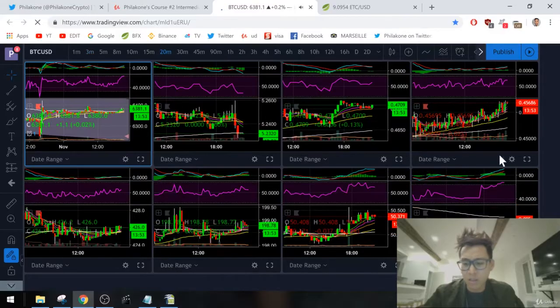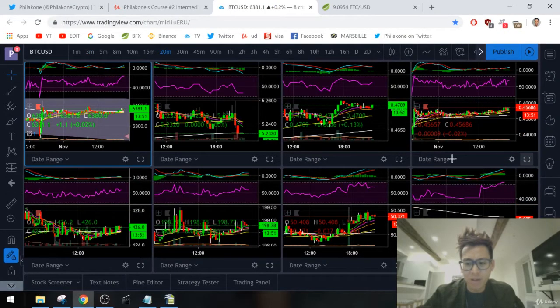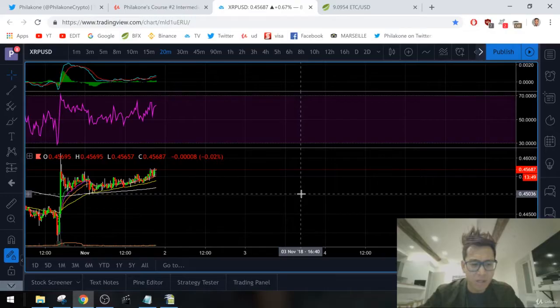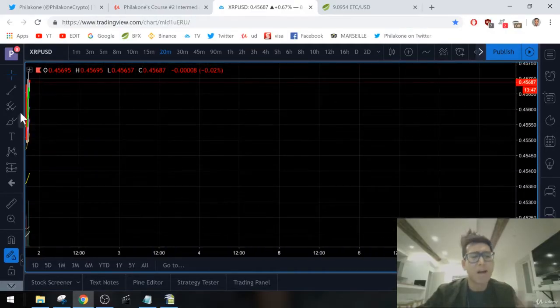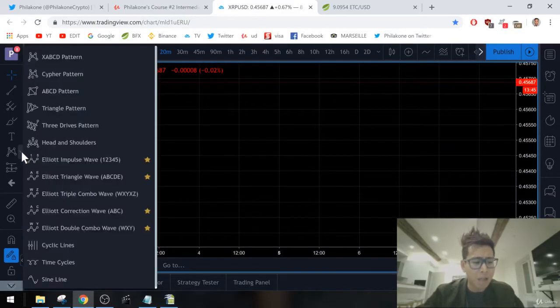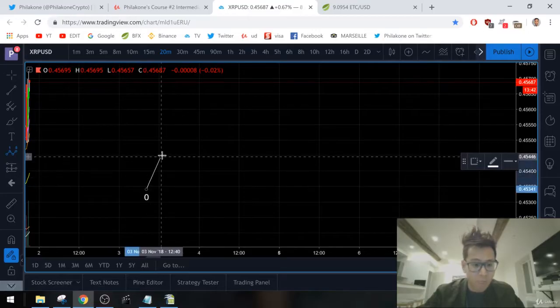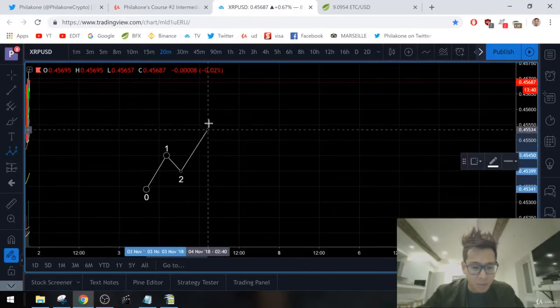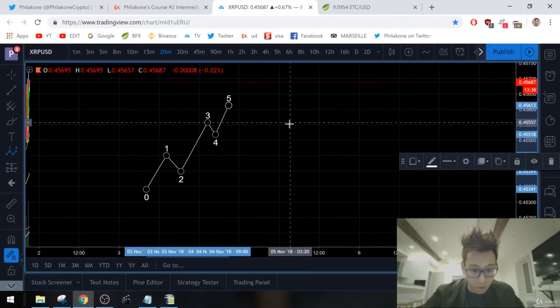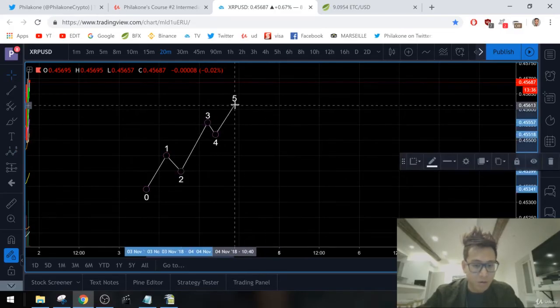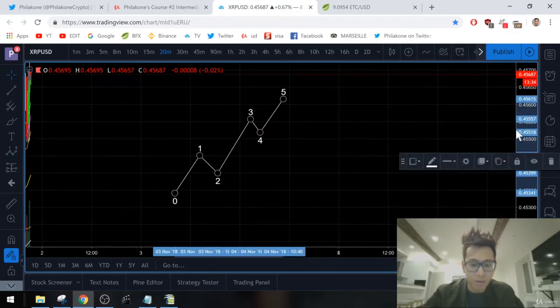All right, so now let's go to any random chart here and let's talk about this right here. So what happens after an ABC impulse wave upwards? What happens is it corrects first of all, right? It corrects, as you guys know, okay?